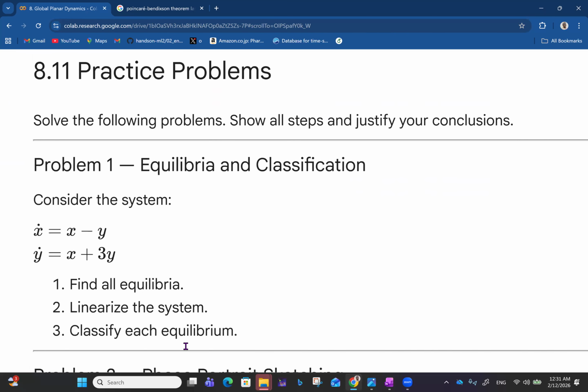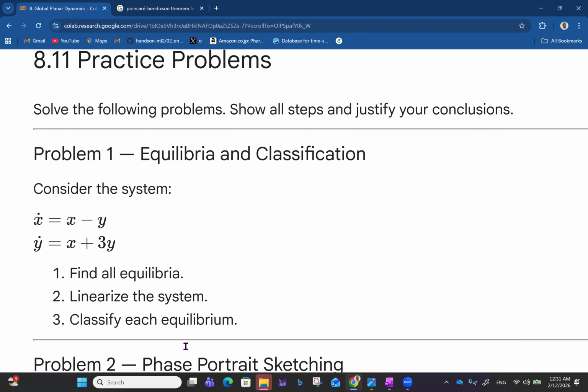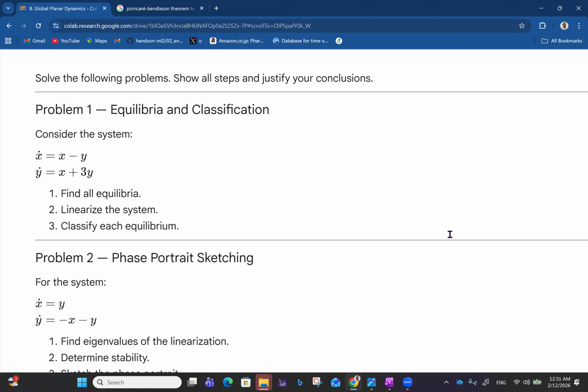So we have some practice problems as usual. Solve the following problems, show all steps, and justify your conclusions. Okay, so imagine we have the first two here.